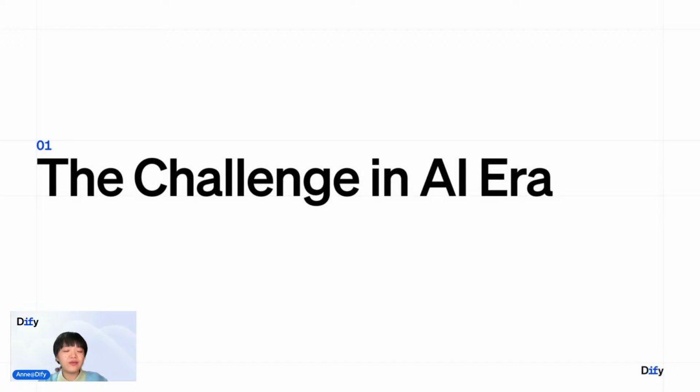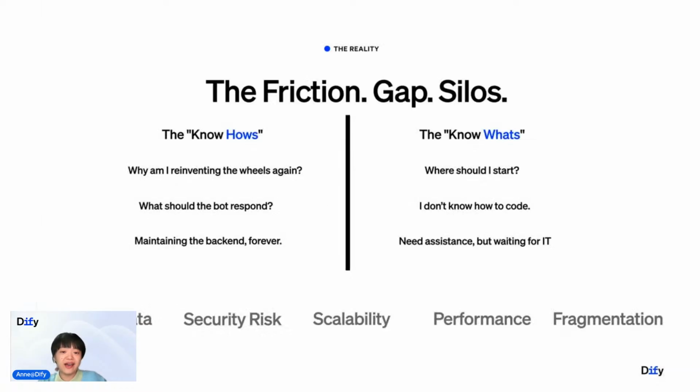I would love to share a bit of the challenge in the AI era, which I believe most of our participants have been through. Take me as an example as a marketing specialist. Getting started with AI tools might be a little bit frustrating for me. Like, where should I start? I don't know how to code. Well, I definitely need help from the IT department if they're available. But developers might be thinking, why am I reinventing these wheels again? And what should the bot respond? Am I in charge of this? Or why should I maintain the backend forever?